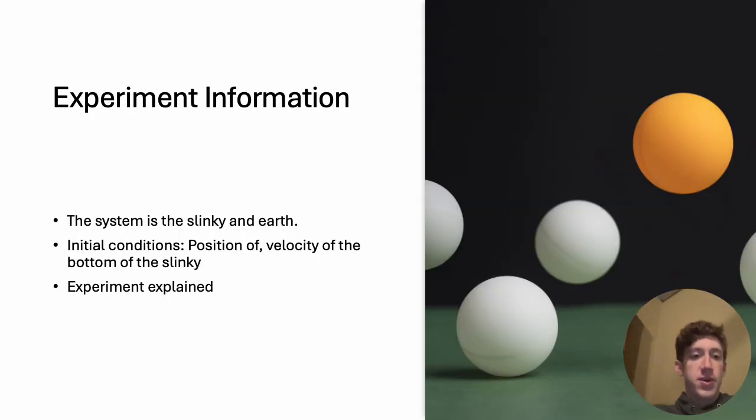The experiment information is the system is the Slinky and the Earth. The initial conditions would be the position and velocity of the bottom of the Slinky. The experiment is basically just having a fully stretched out Slinky hanging, and then you let go of the top, and you'll notice that the bottom stays exactly in the same spot until the top reaches it, and then it all falls down to the ground together.